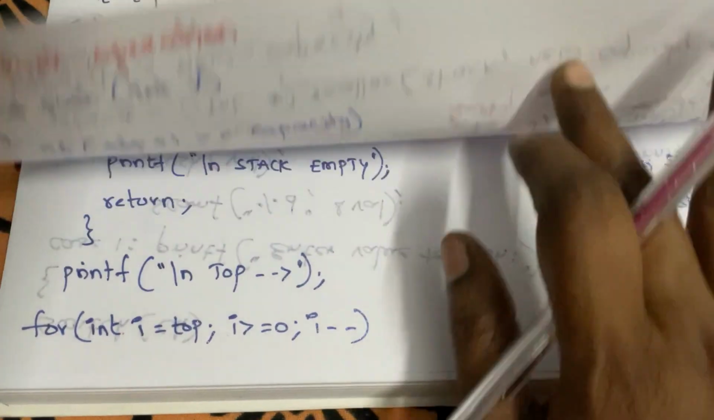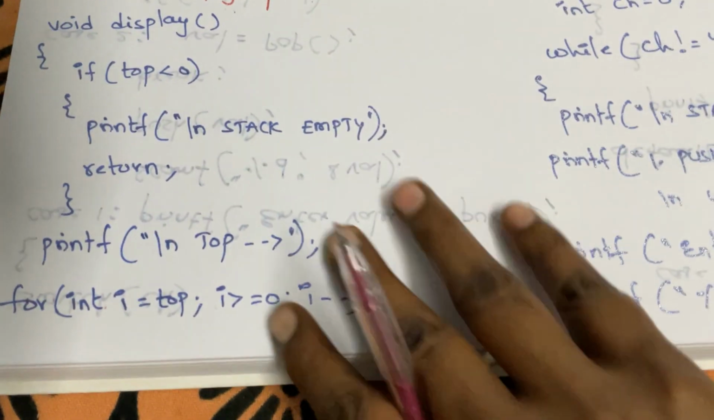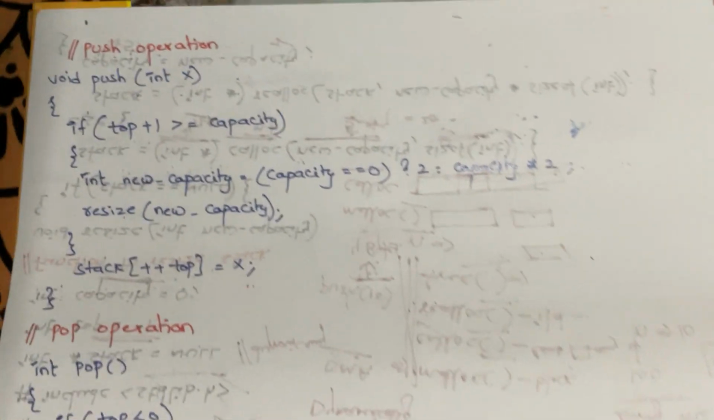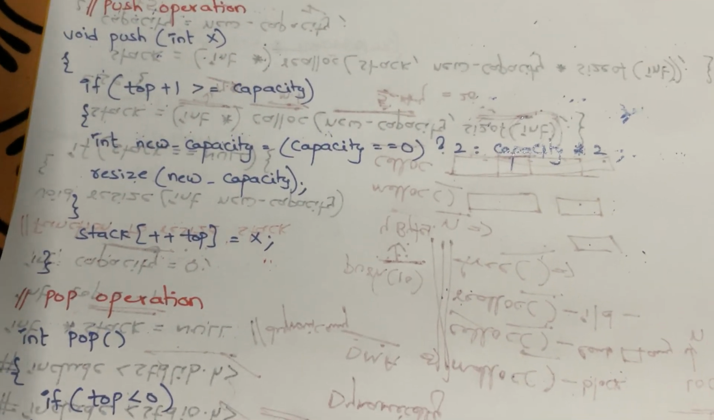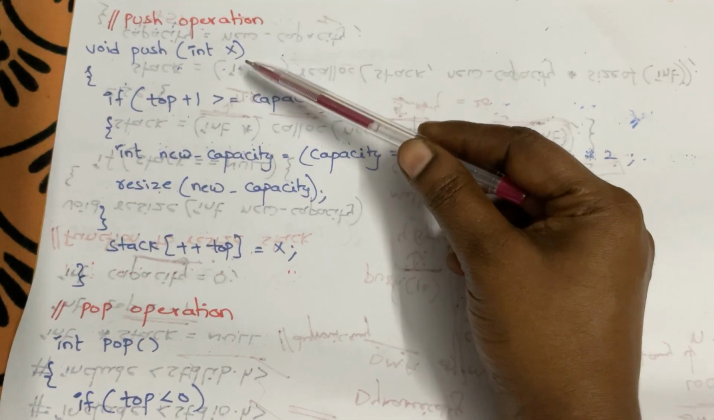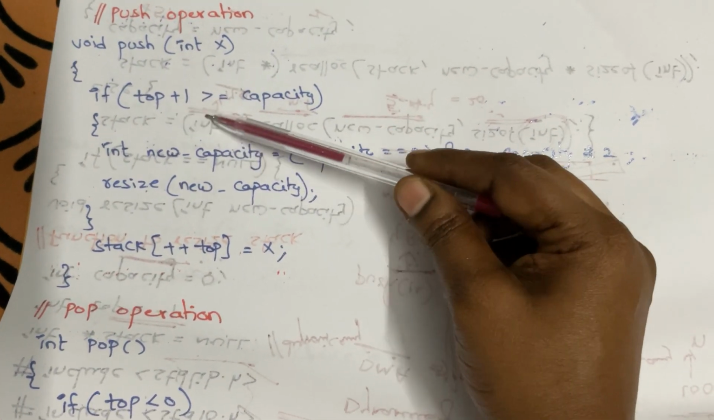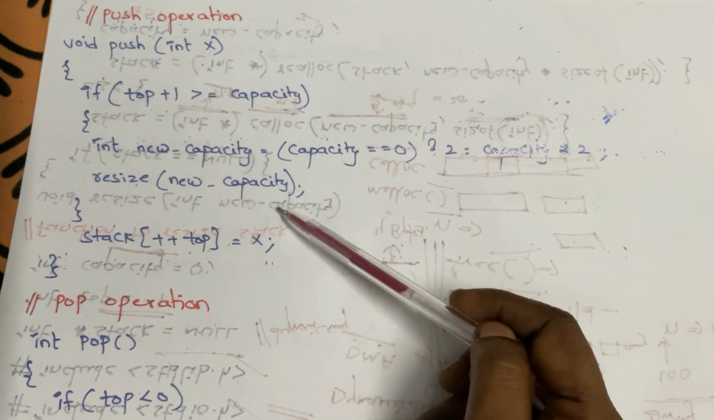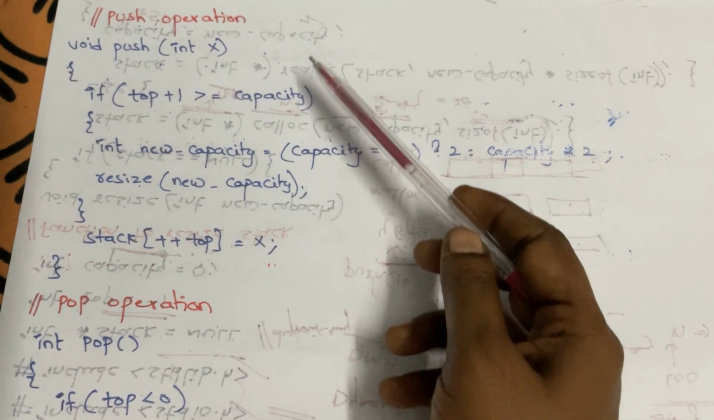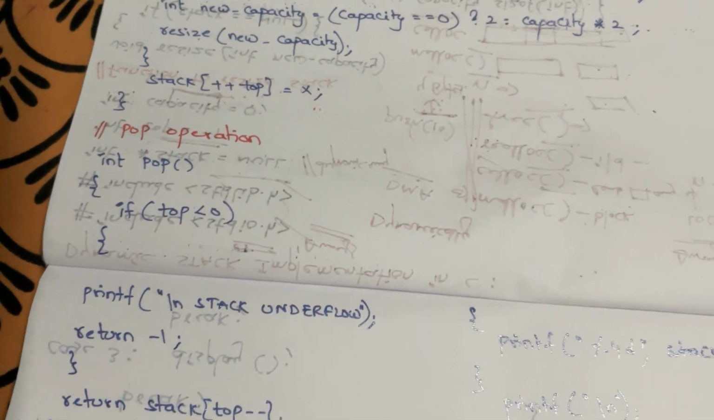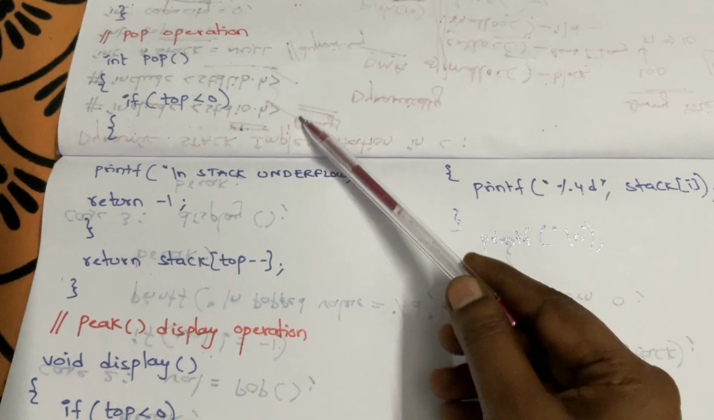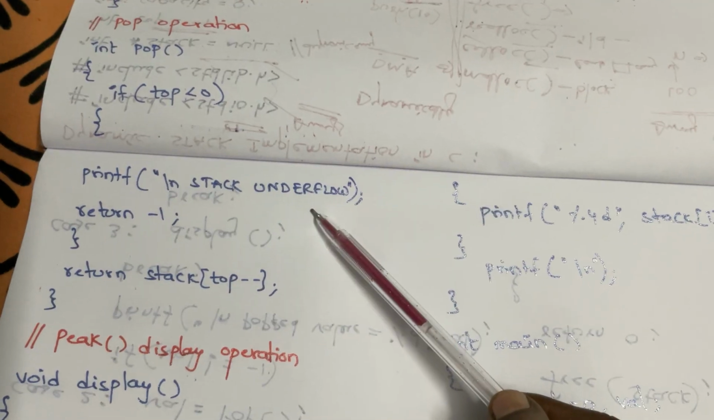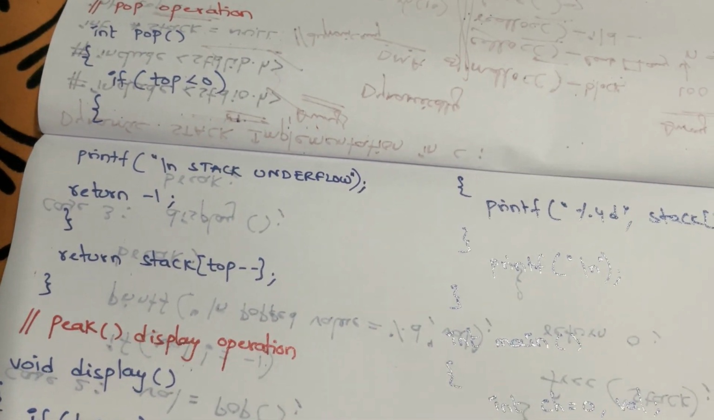Only this function differs from the previous program. The remaining entire code is the same as the previous code. The way I wrote the push function and the way I wrote pop, everything is the same. Look at the push function: void push int x, I am passing an argument. If top plus 1 is greater than or equal to capacity, then I resize to the new capacity and insert the element. The entire logic is the same. Only the way memory is created is different. So this is the pop function: if top is less than 0, the stack is underflow, return -1.